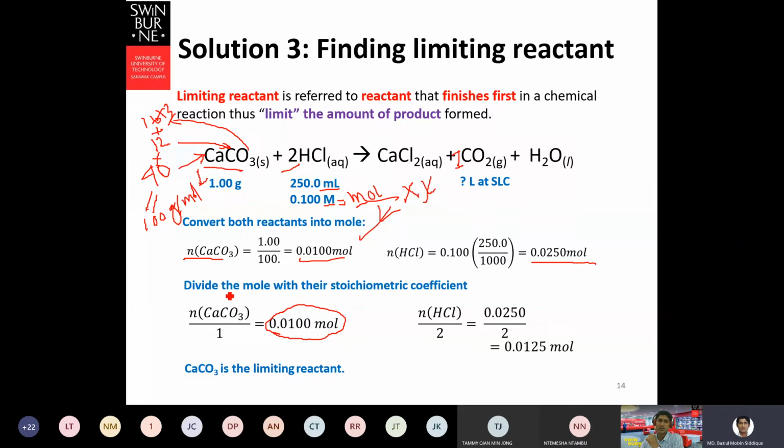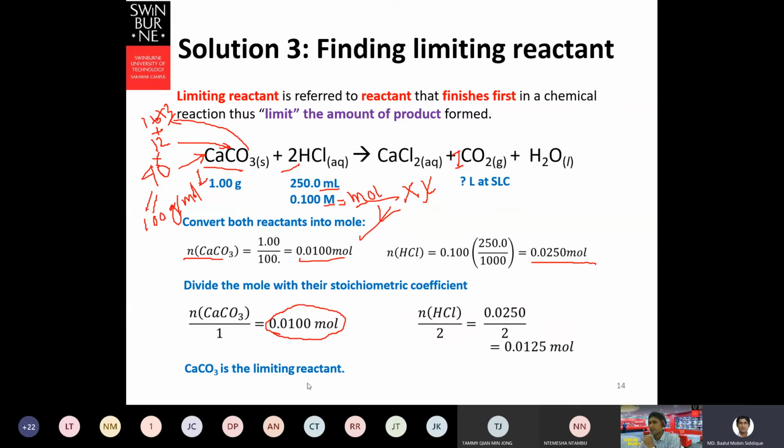How does it stop before that? If it is a limiting reactant, then it will finish up first, right? If calcium carbonate is the excess one, then HCl will finish up first, and then the reaction will not be completed. So we have to find out which one is the limiting reactant.